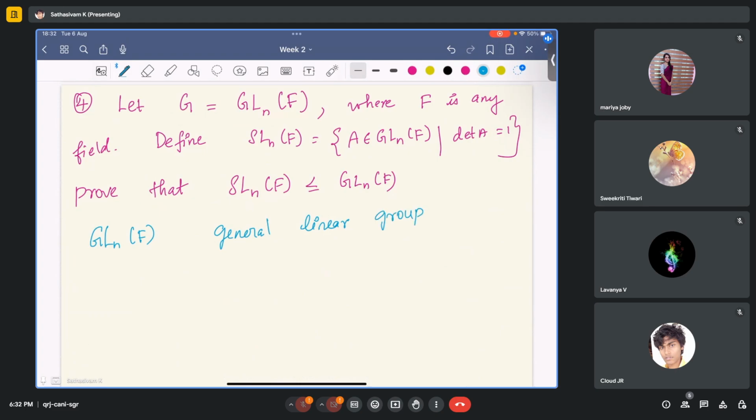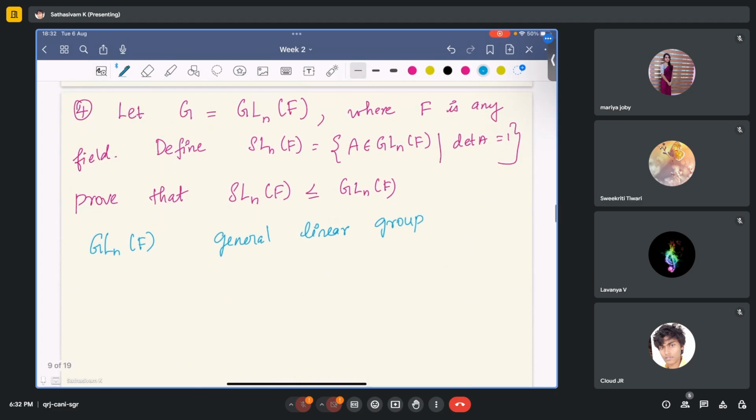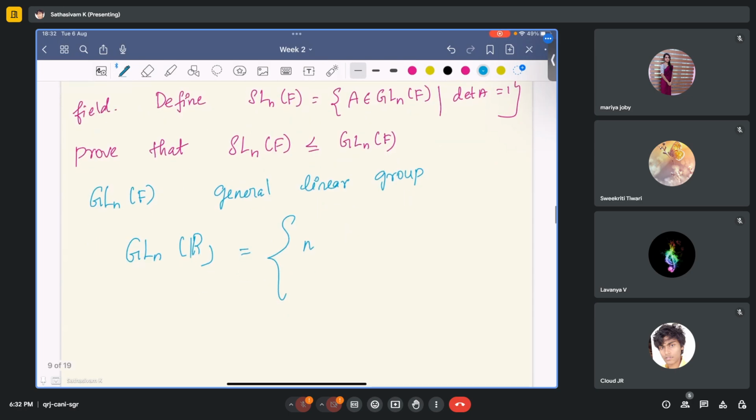So what is this general linear group? Probably Sir has defined it, but I will just define it once again. If you don't know what a field is, just assume that by F I mean real numbers. So this is nothing but n cross n matrices, the set of all A such that A is an n cross n matrix, and I also need that the determinant of A is not equal to 0.